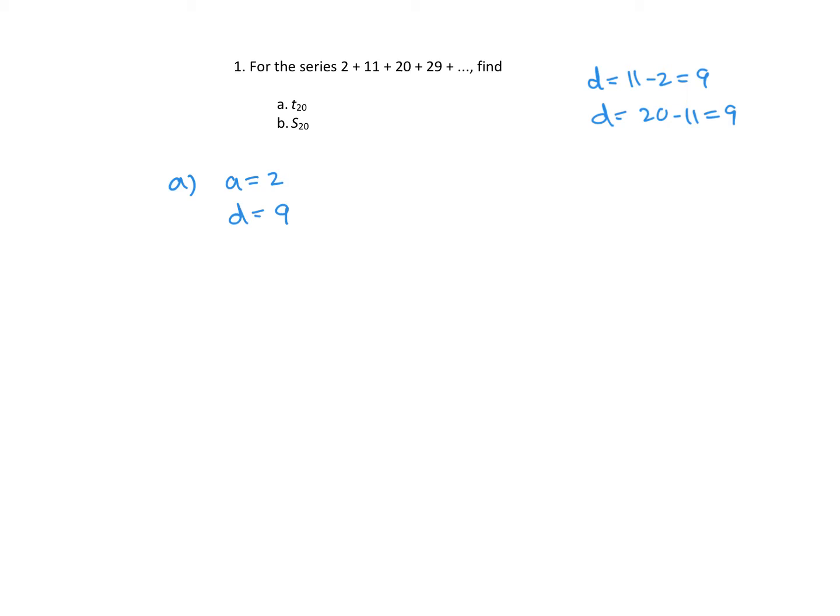First, it wants me to find just term 20. So not the series, just the term number. I'm going to use my arithmetic term formula where we have the first term. It wants the 20th term, so 20 minus 1, and the common difference is 9. We can just calculate that out, and that works out to be 173.